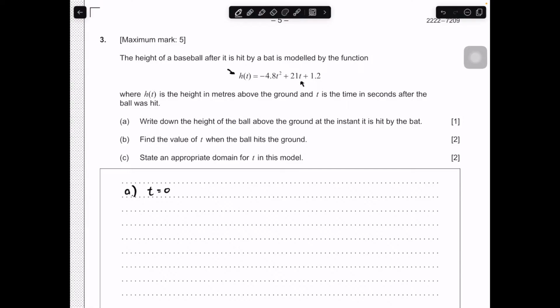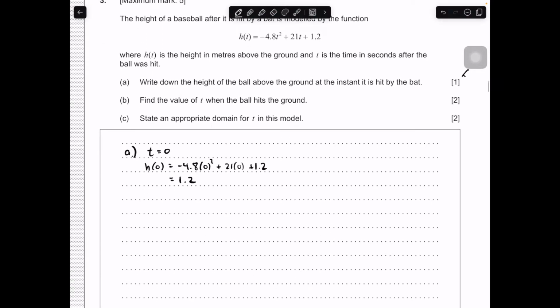So let's just substitute that in, and we can write this out more formally. Let's input a value of 0, and we have negative 4.8 t squared plus 21t, where t itself is just equal to 0: 0 squared plus 21 times 0 plus 1.2. For a 1-mark question, we can also just know that if we input 0, anything with a t, since it's multiplied by 0, would go away, and we'd be left with 1.2. So that would be fine for a simple one.